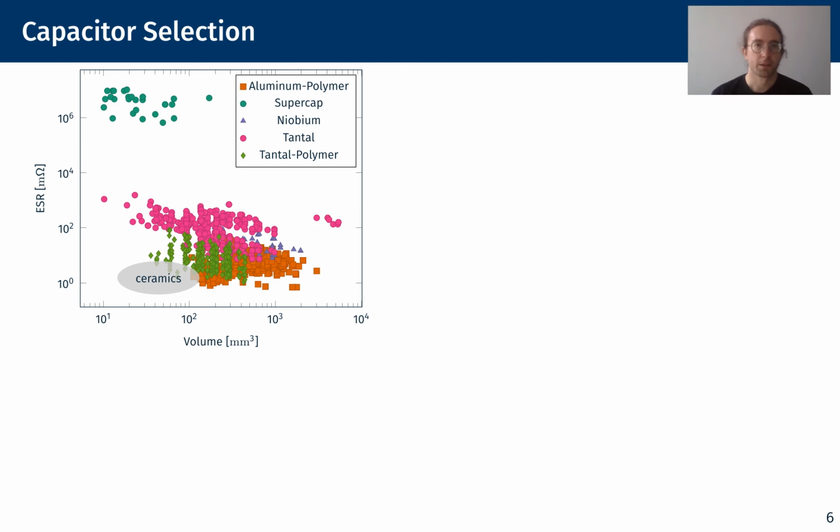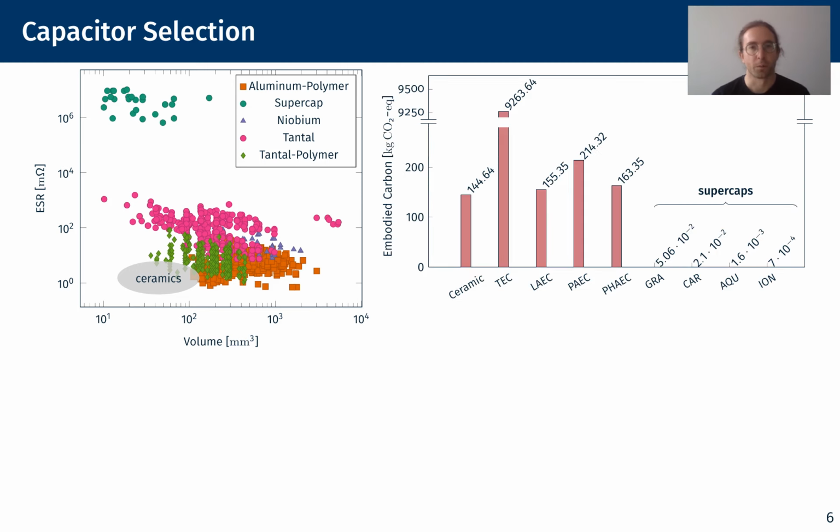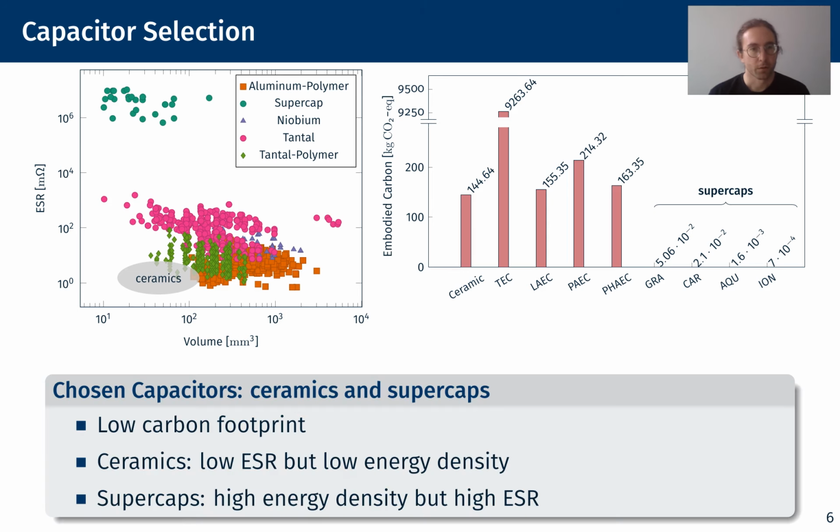Second, we had to look at the global warming potential, so the embodied carbon footprint of different materials. And what we can see here is that the supercaps have a carbon footprint that is smaller by orders of magnitude than the other materials, which mainly stems from the fact that supercaps have a very high energy density. For our case study, we ended up using two capacitor types, ceramics and supercaps. Both have a rather low carbon footprint, and ceramic capacitors have a low ESR, but at the price of a low energy density, and supercaps have a high energy density, but at the cost of a high ESR.